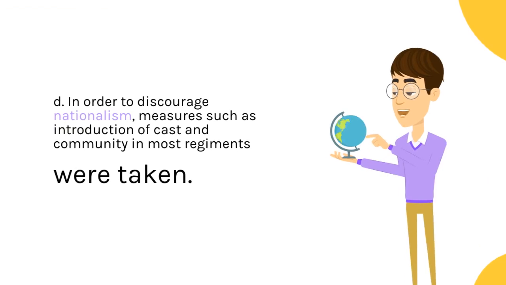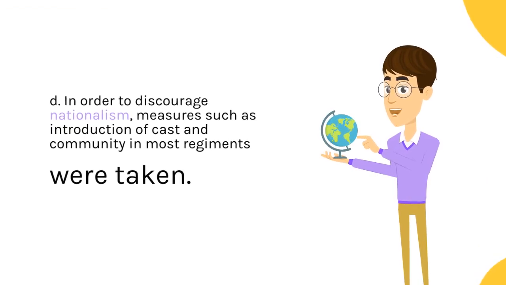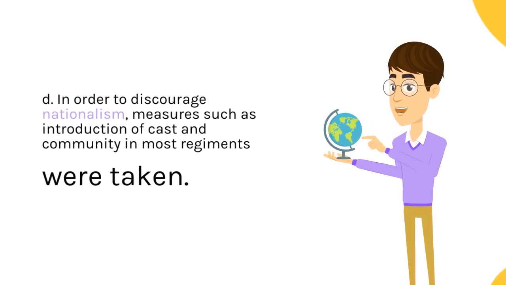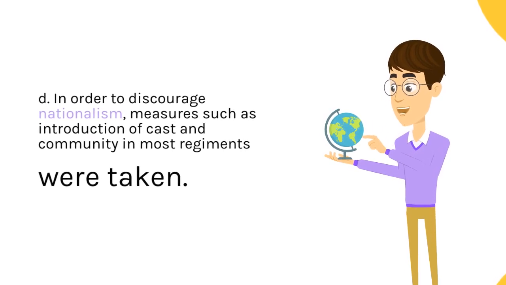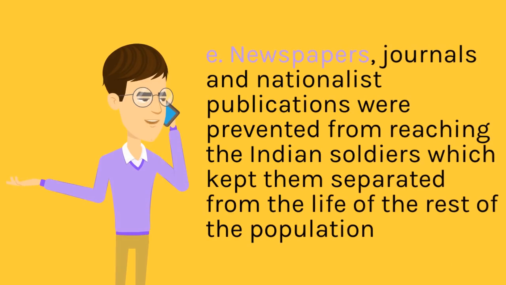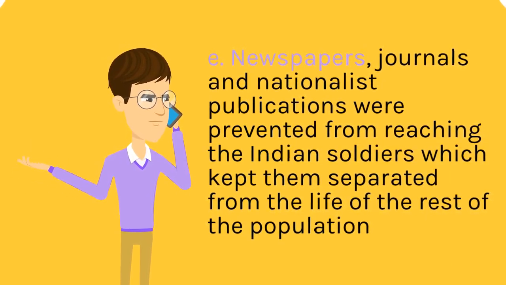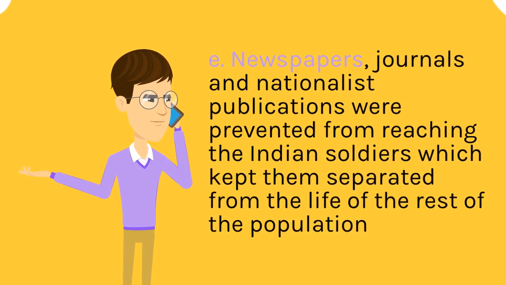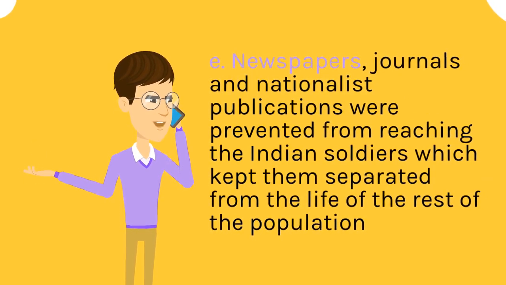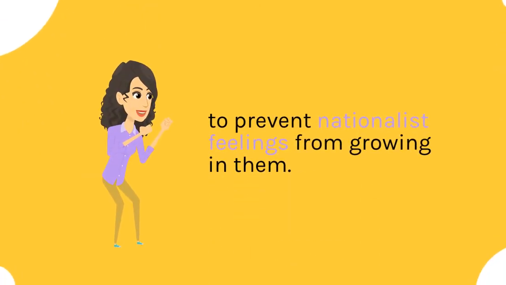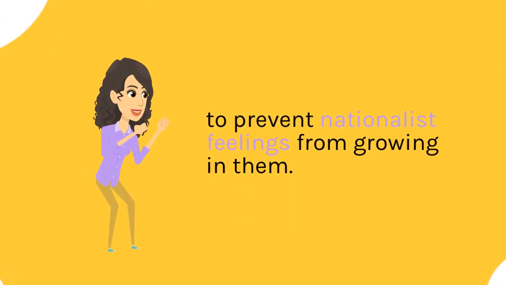D. In order to discourage nationalism, measures such as the introduction of caste and community in most regiments were taken. E. Newspapers, journals and nationalist publications were prevented from reaching the Indian soldiers, which kept them separated from the life of the rest of the population, to prevent nationalist feelings from growing in them.